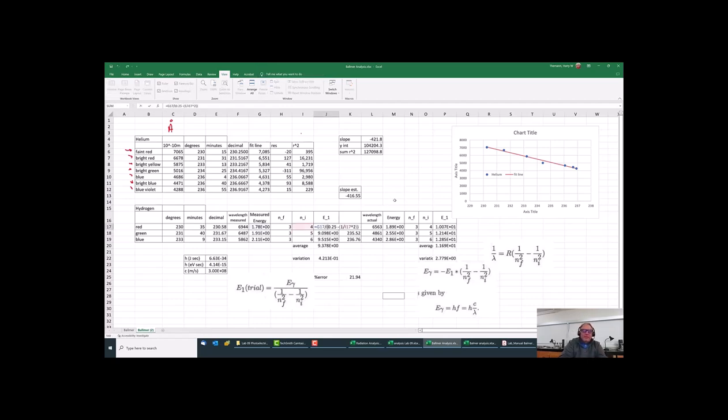So let's take a look here. So the measured energy divided by 1 over n final squared, 1 over n initial. And this is weird. I don't know why it says 0.25 here. So we need to change that to 1 divided by n final squared. There we go.